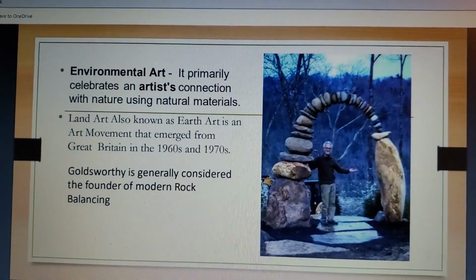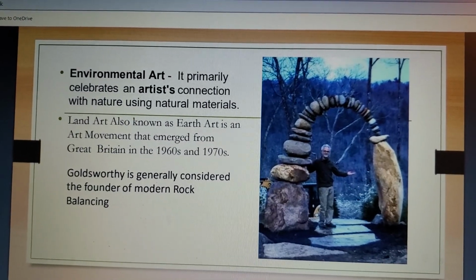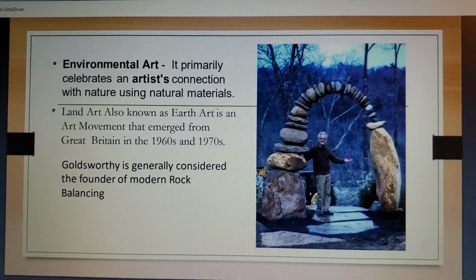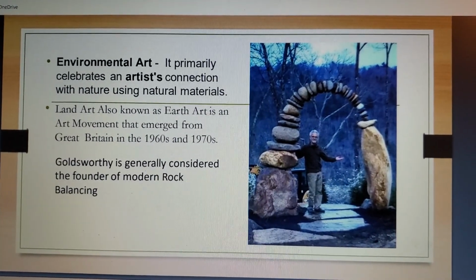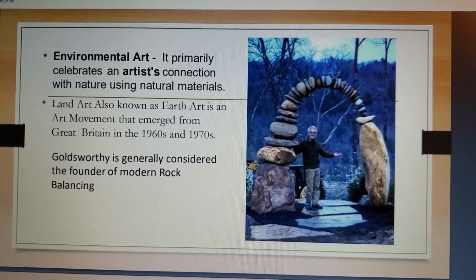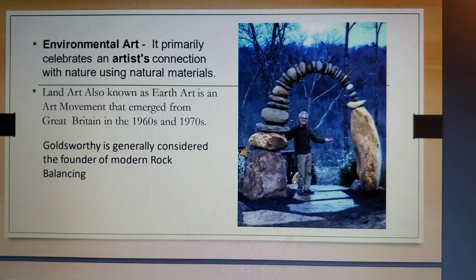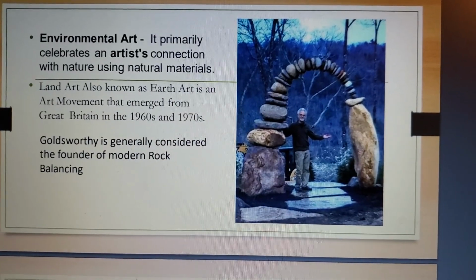Environmental art primarily celebrates an artist's connection with nature using natural materials. Land art, also known as earth art, is an art movement that emerged from Great Britain in the 60s and 70s, and Goldsworthy is generally considered the founder of modern rock balancing. So believe it or not, that is only balancing.